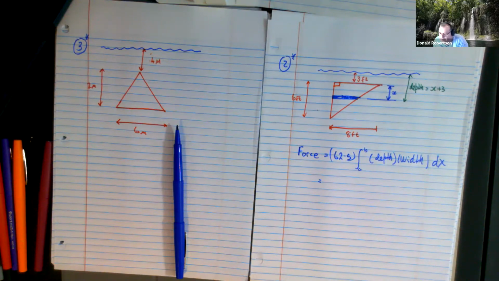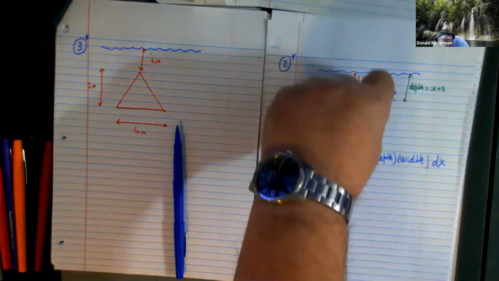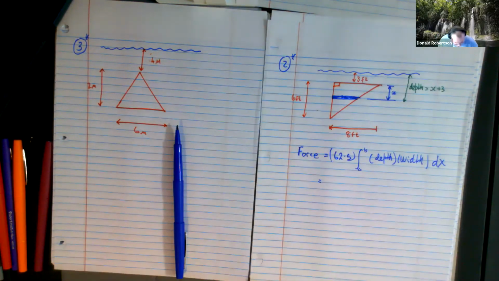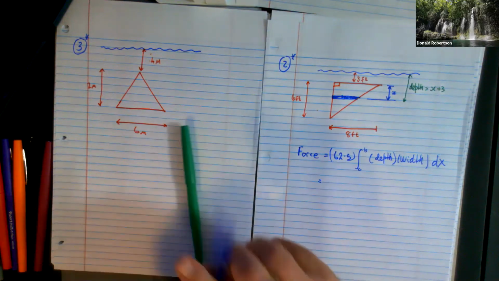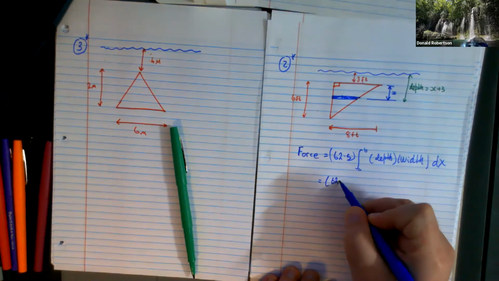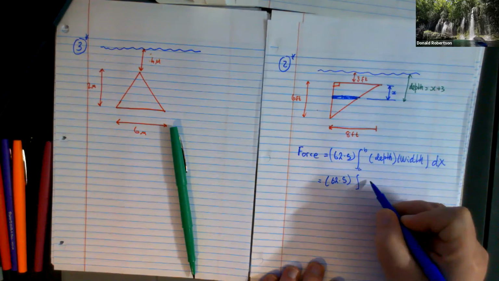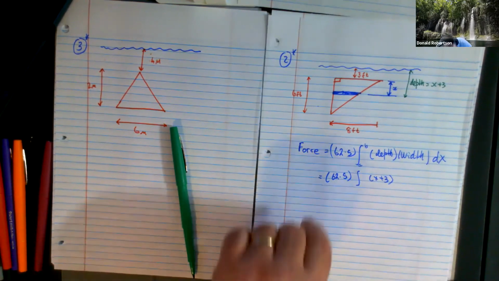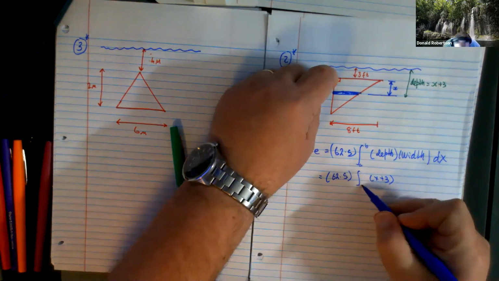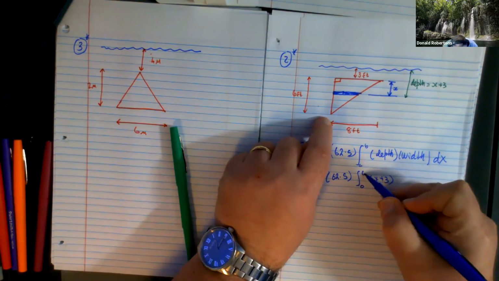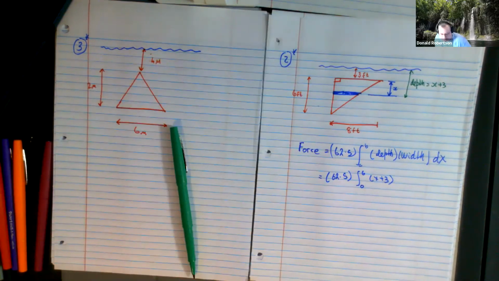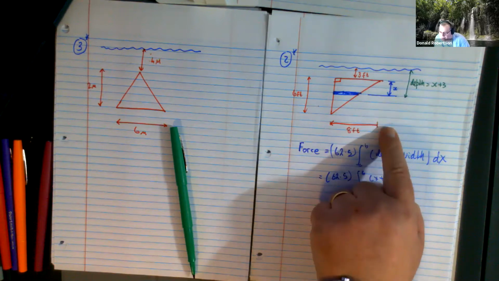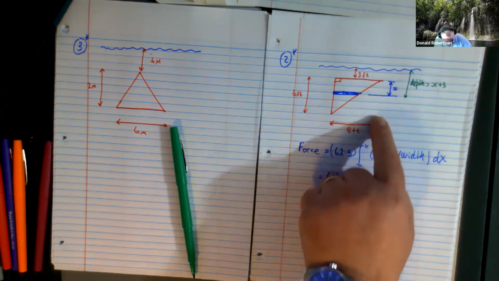Comfortable with the depth, right? From the top of the water to where that strip is, in terms of X, is X add 3, which means that I can go 62.5, the integral of X add 3. Now, won't X start at 0 and finish at 6? Are you happy where the 0 to 6 comes from? Right. At the top, X would be 0. By the time you got to the bottom of the rectangle, wouldn't X be 6?